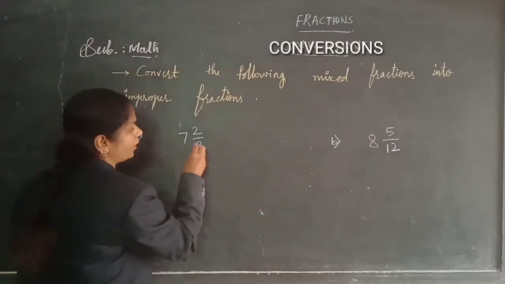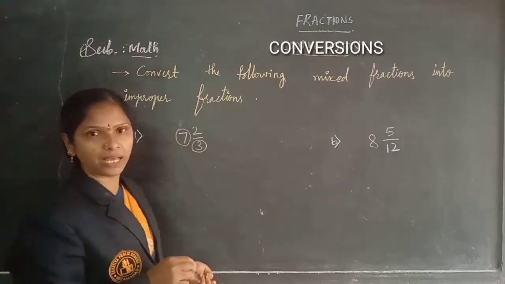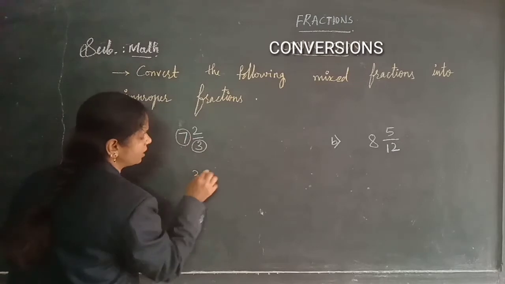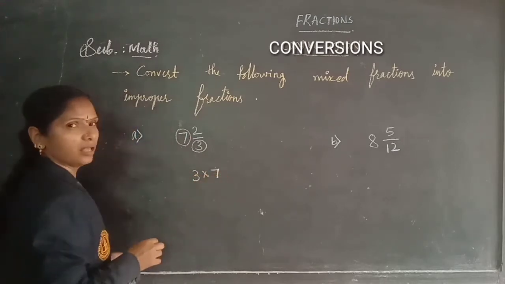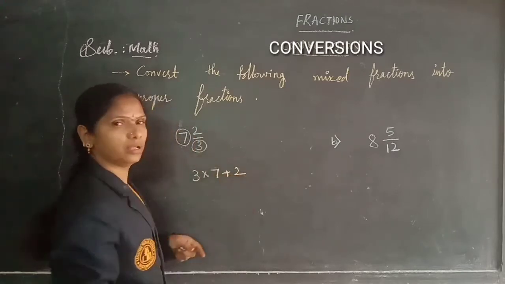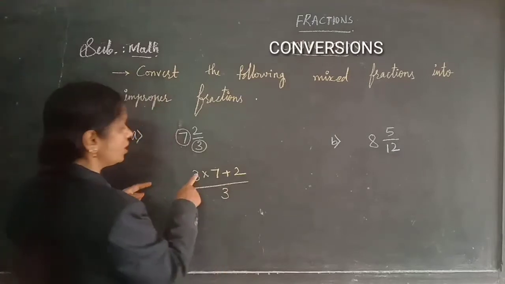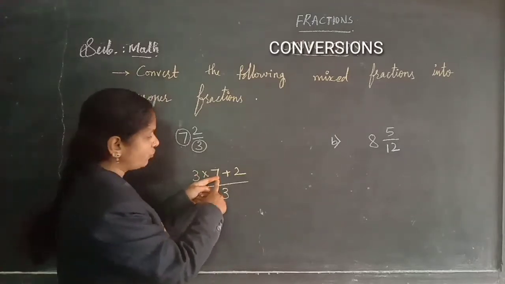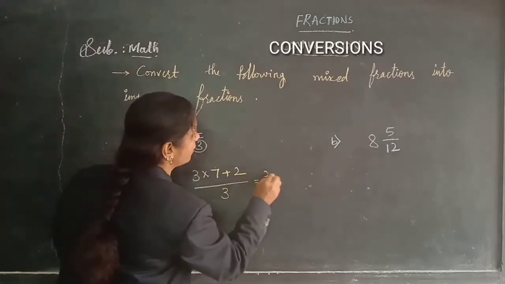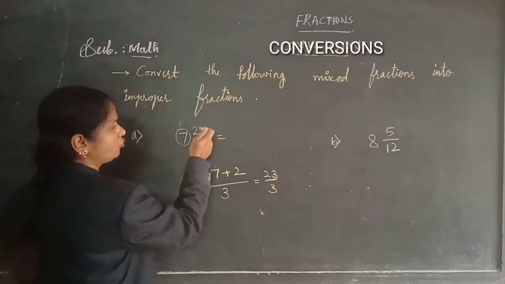This denominator number and whole number you need to multiply, children. Denominator number and whole number you need to multiply. So 3 7s are. And with that answer you need to add the numerator, and the denominator stays as it is. Yes, children. So 3 7s are 21. 21 plus 2, 22, 23. So 23 by 3.